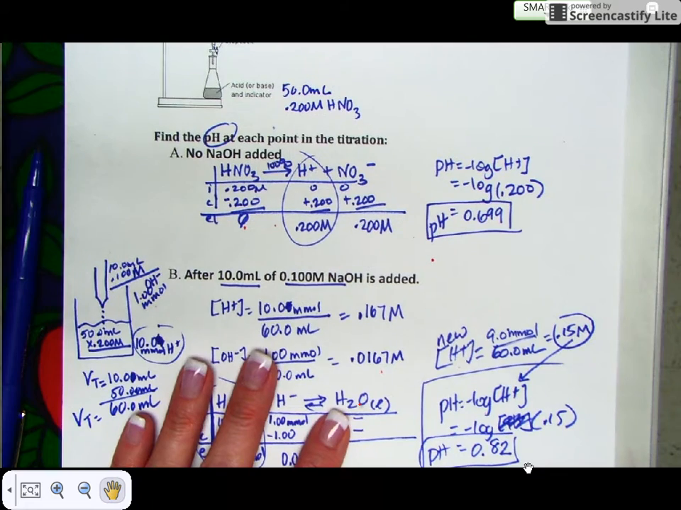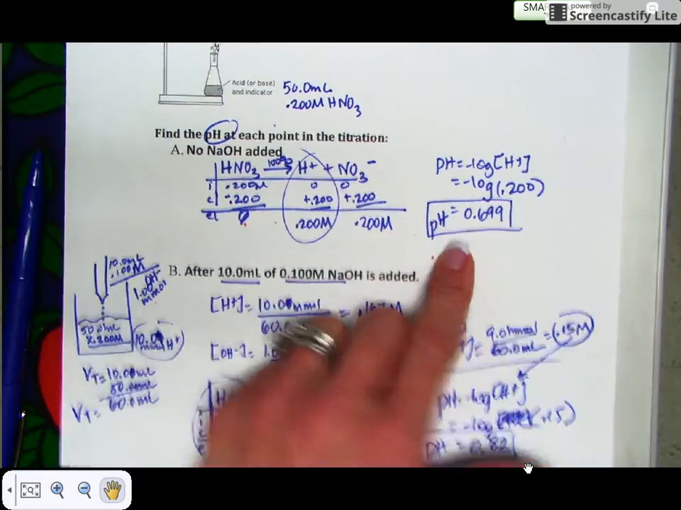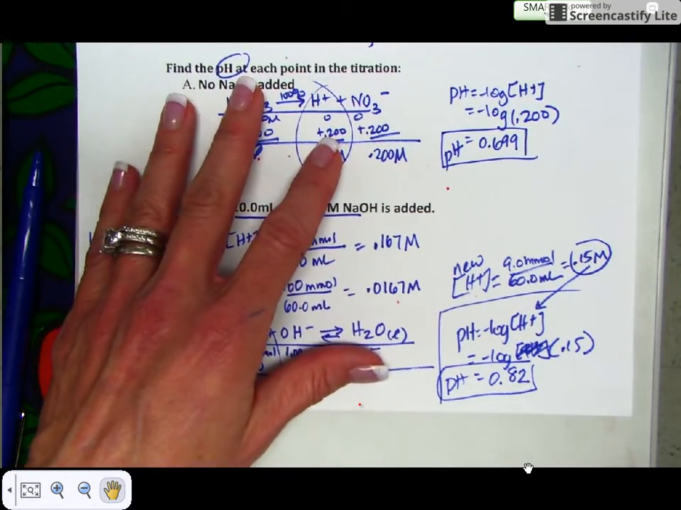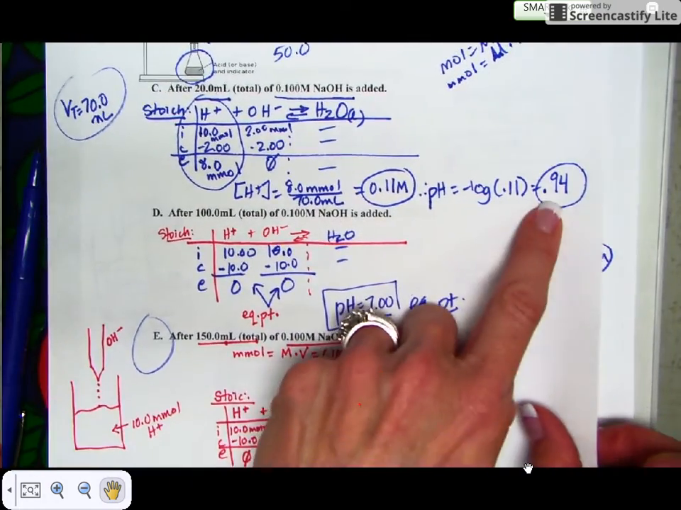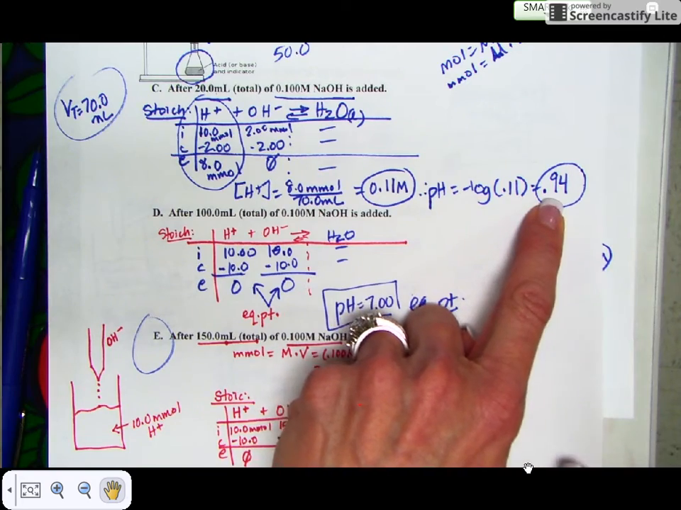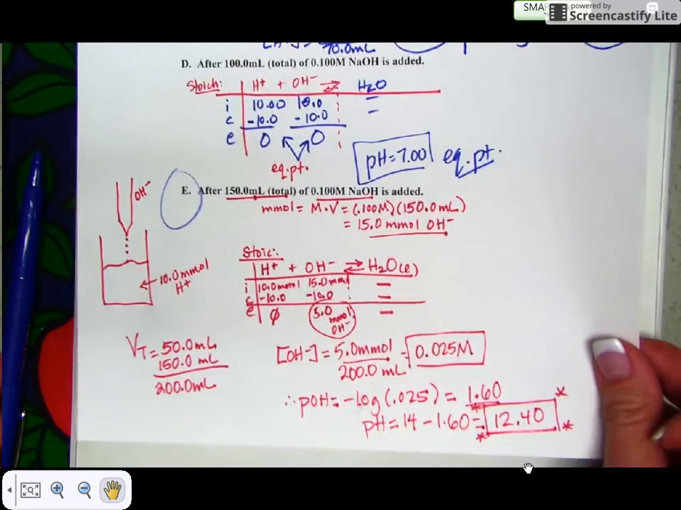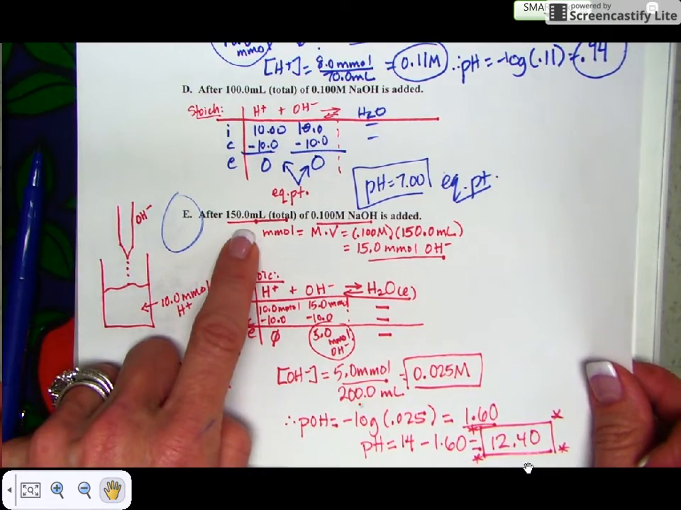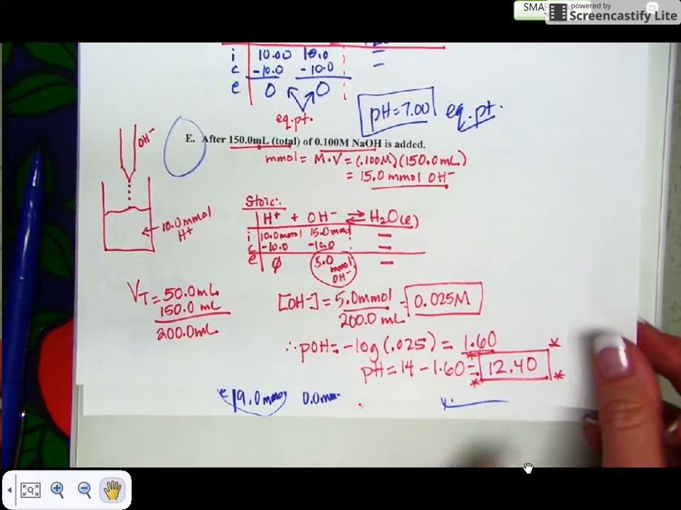Now, just to remind you, look at what's happened to our pH throughout this titration. We started off with just an acid at 0.699. As we added base to the solution, the pH started to rise. It went to 0.82 in part B. In part C, it went to 0.94. Notice it rapidly rose to the equivalence point, 7.00. And now that we've added 50 milliliters more, so 150 total, it's up to 12.40 for the pH.